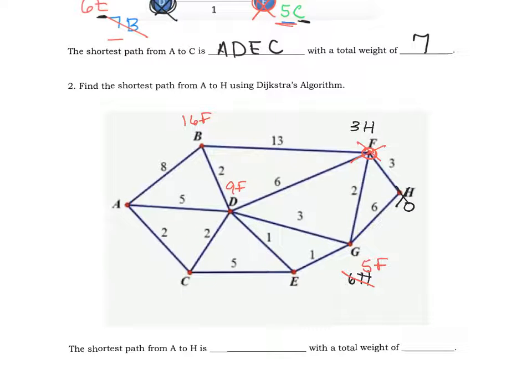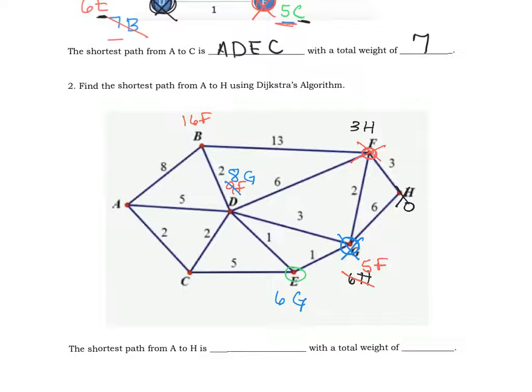So between the 16, 9, and the 5, the 5 has the lowest total distance. So I'm going to mark G as current. I'm not going to go to F or H because those are already visited. 5 plus 3 is 8. I came from G. 5 plus 1 is 6. I came from G. I will mark G as visited. Okay, between the 6, the 8, and the 16, the 6 is the smallest total distance so far.